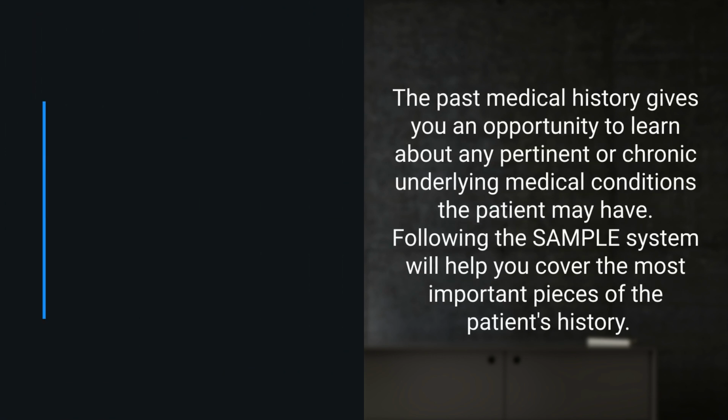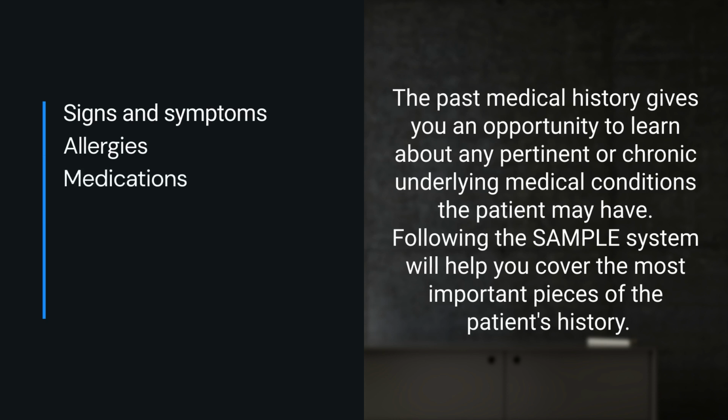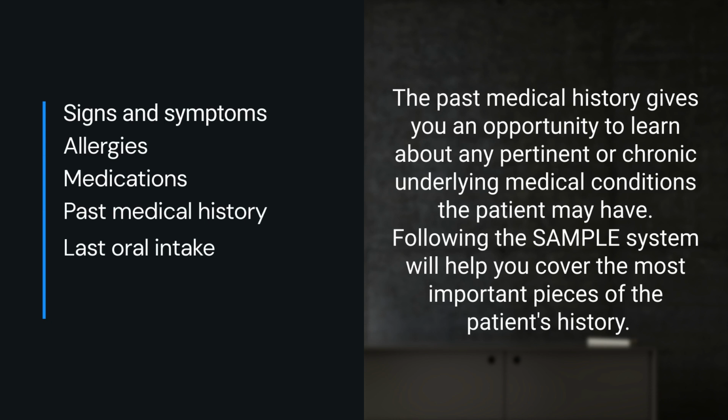The past medical history gives you an opportunity to learn about any pertinent or chronic underlying medical conditions the patient may have. Following the SAMPLE system will help you cover the most important pieces of the patient's history. The assessment includes signs and symptoms that the patient is experiencing. Allergies covers food, medication, or environmental causes. Medications will help you identify underlying chronic medical conditions the patient may have. The pertinent past medical history will allow you to focus in and determine if it is a cause or complication of the current episode. The last time well or oral intake will help in time-sensitive situations such as stroke, and events leading up to the illness or injury. Together they should provide you with a clear picture of your patient's current state of health.